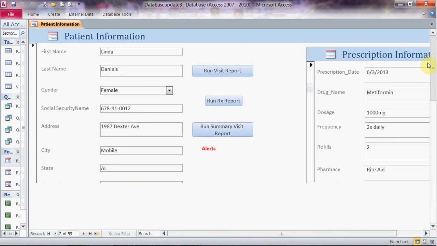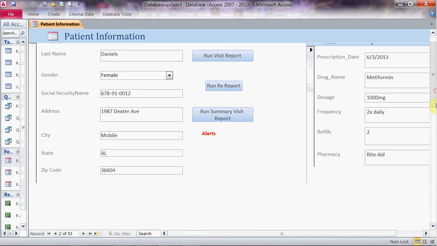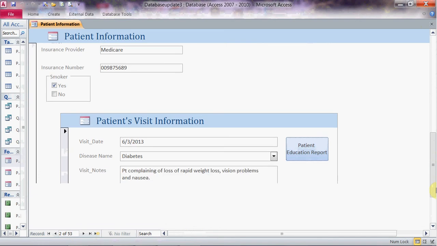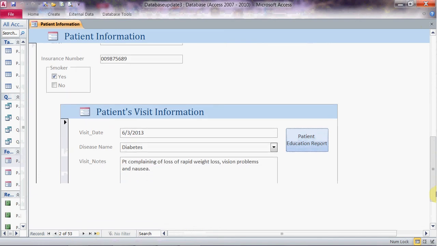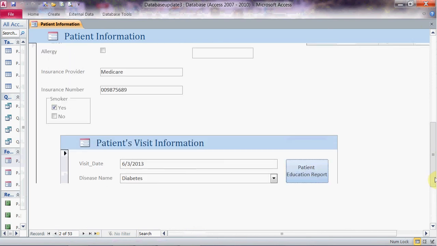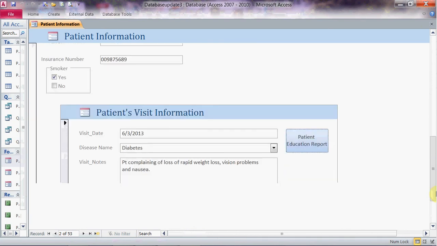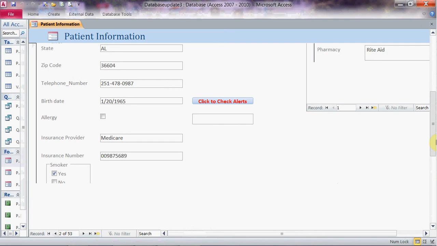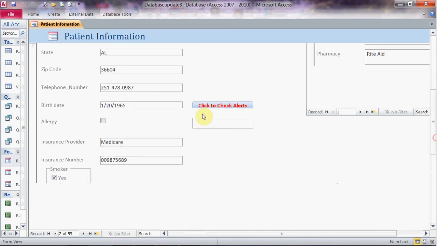Our next patient is Ms. Lyndall Daniels. Ms. Daniels came in on June 3rd complaining of rapid weight loss, vision problems, and nausea. Our clinician diagnosed her with diabetes. We see that she's also a smoker. We better check our alerts before we prescribe any medication.